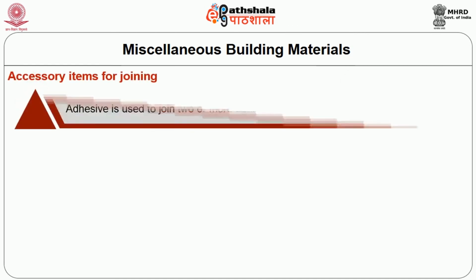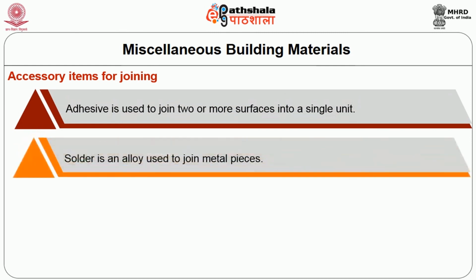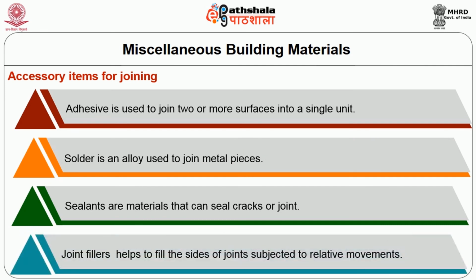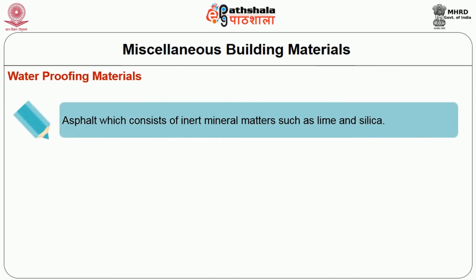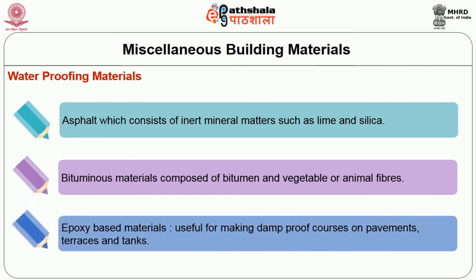Accessory items for joining. Adhesive is used in joining two or more surfaces into a single unit. Solder is an alloy used to join metal pieces. Sealants are materials that can seal cracks or joints. Joint fillers help to fill the sides of joints subjected to relative movements. And waterproofing materials: asphalt, which consists of inert mineral matter such as lime and silica; bituminous materials composed of bitumen and vegetable or animal fibers; and epoxy based materials. They are useful for making damp proof courses on pavements, terraces and tanks.